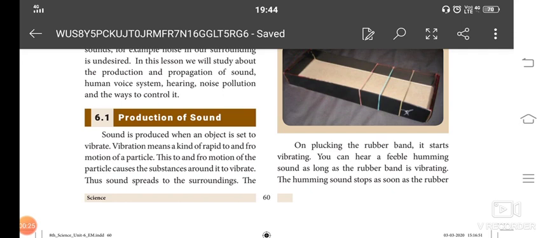In the object itself, we have molecules. Those molecules are just making vibrations. Then the propagation of sound takes place when the sound spreads into our surroundings.